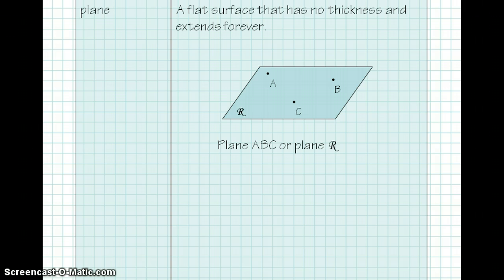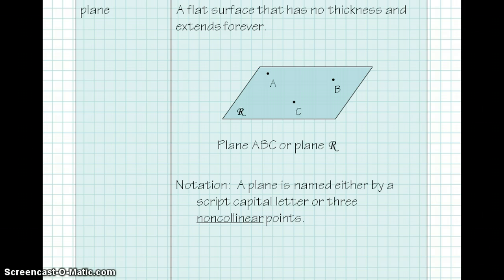So this plane has 3 points, A, B, and C, and then it also has this little fancy letter in the corner, which is basically a way that we denote a plane. We can call it a capital letter, but it needs to be something we won't get confused with a point. So we usually use a cursive letter, or this is the place, if you want to exercise your artistic talents, to do it. So we can call this plane ABC, or we can call this plane R.